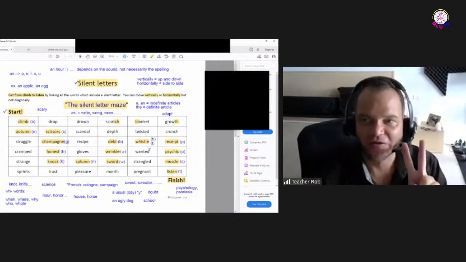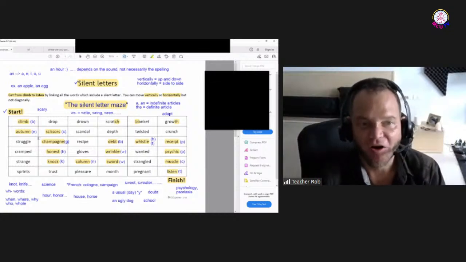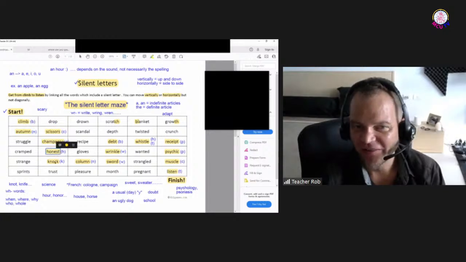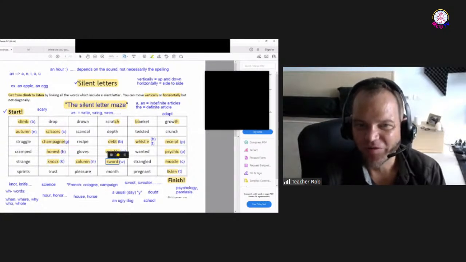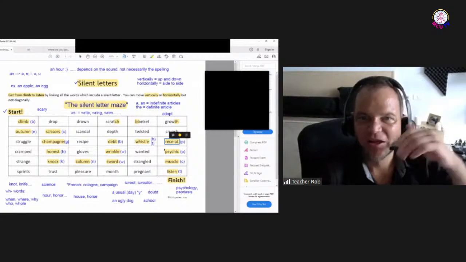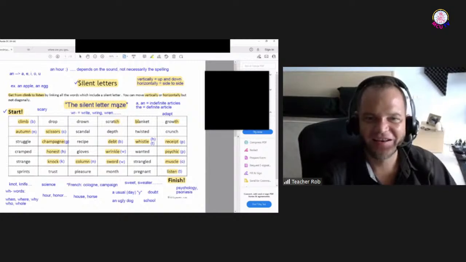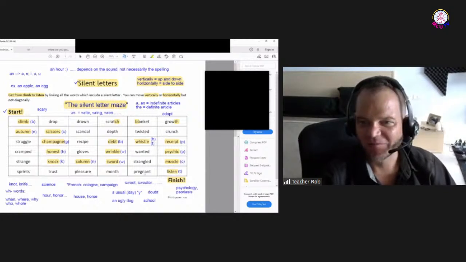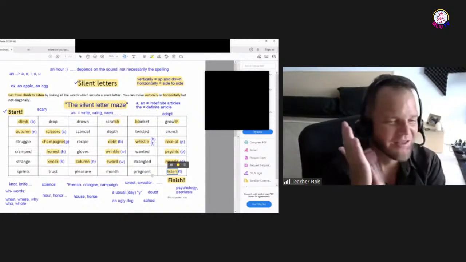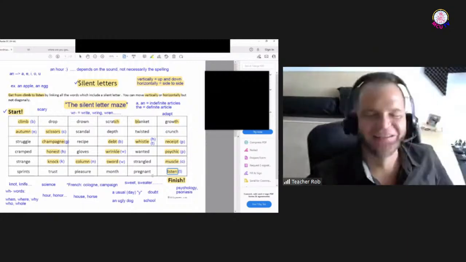They're just two letters making one sound. But all of the highlighted words, right? These all do have at least one letter that you don't hear. So we found them all, made our way through the maze, going either vertically, that's up and down, or horizontally, that's side to side, got all the way from climb to listen. So good job, everybody. Well done with that.